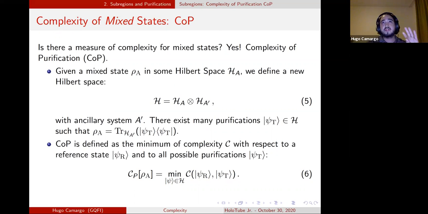Now, the idea with complexity of purification is that once we have a mixed state that is given by some density matrix rho A that lives on some Hilbert space, we're going to enlarge this Hilbert space with some ancillary system, let's call it A prime. Now, of course, there will be in principle an infinite number of purifications, let's call them psi t, which live on this enlarged Hilbert space, such that once we trace out the ancillary degrees of freedom, we will recover the original mixed state in the first Hilbert space. Because of this, we're going to define complexity of purification as the minimum of the complexity functional with respect to some reference state and to all possible purifications psi t. This means, of course, that in principle, we can think of purifications that have more degrees of freedom than the original one, and that could be the case.